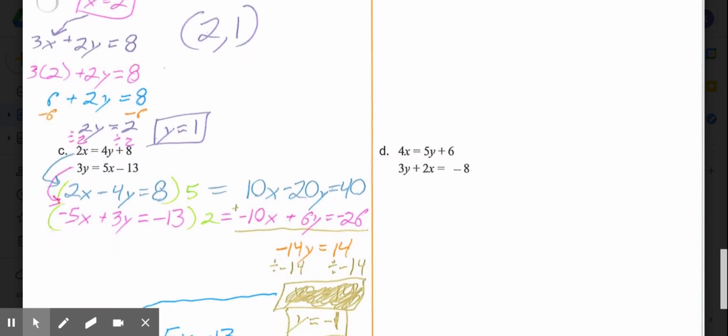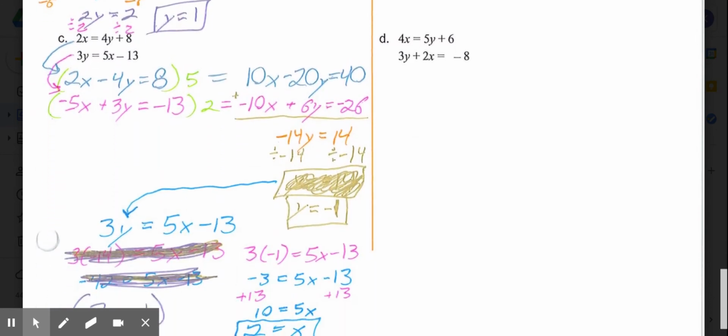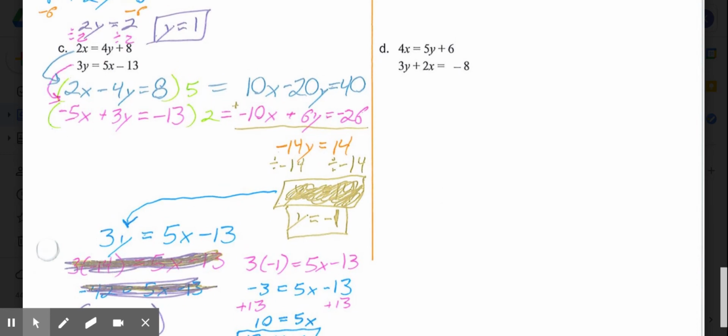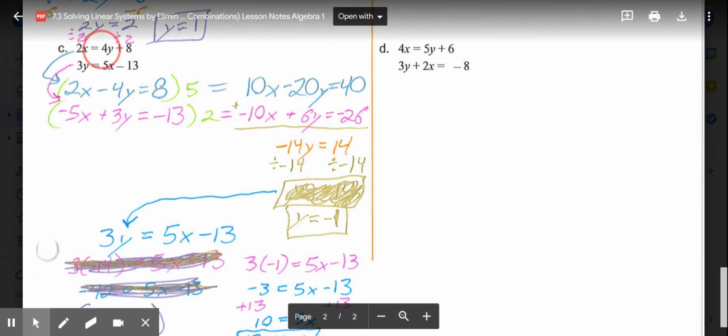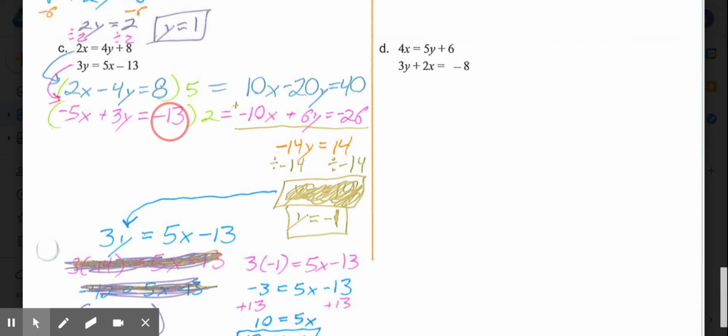Then our last example that we're going to look at together is C. So we have 2x equals 4y plus 8 and 3y equals 5x minus 13. I want to rearrange these so I have standard form, meaning the x and y on the same side. So on top, I'm going to subtract the 4y, so it'd be 2x minus 4y equals 8. On bottom, subtract the 5x, so a negative 5x plus 3y equals negative 13.